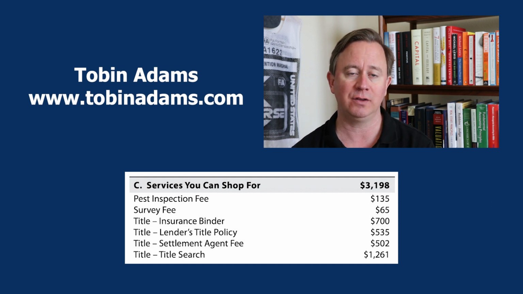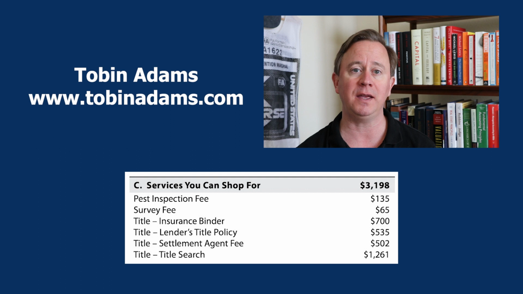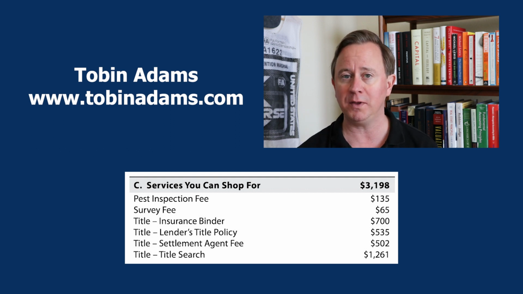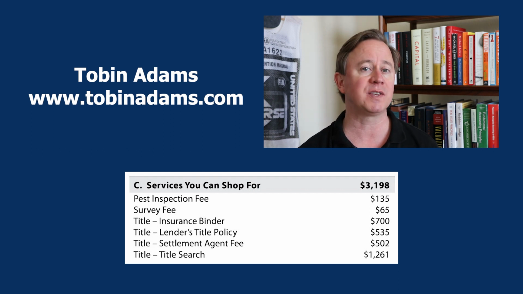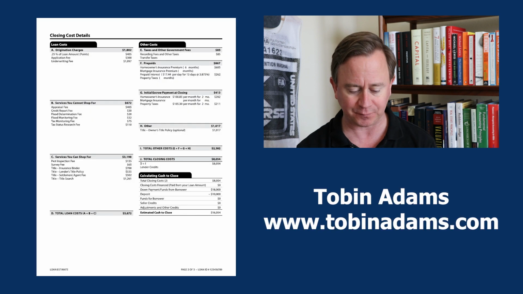And as such, since the seller is going to be paying it, they generally are going to be the ones that pick the title company. And so you, the borrower, wouldn't be the one that shops around for it. It would be the seller that could shop around for it. So if you add those up, that's our section D.